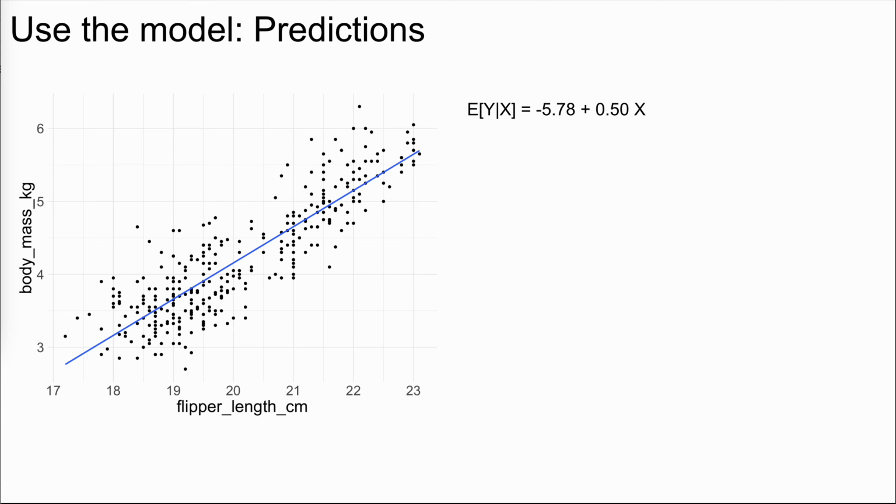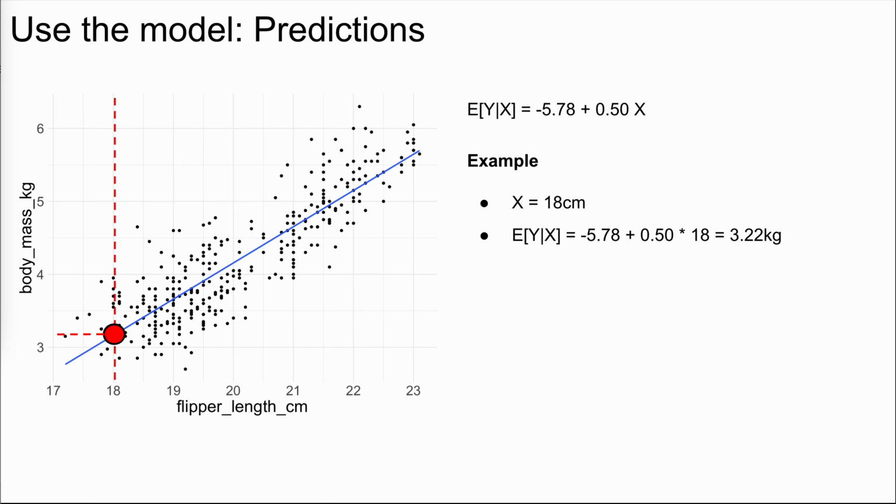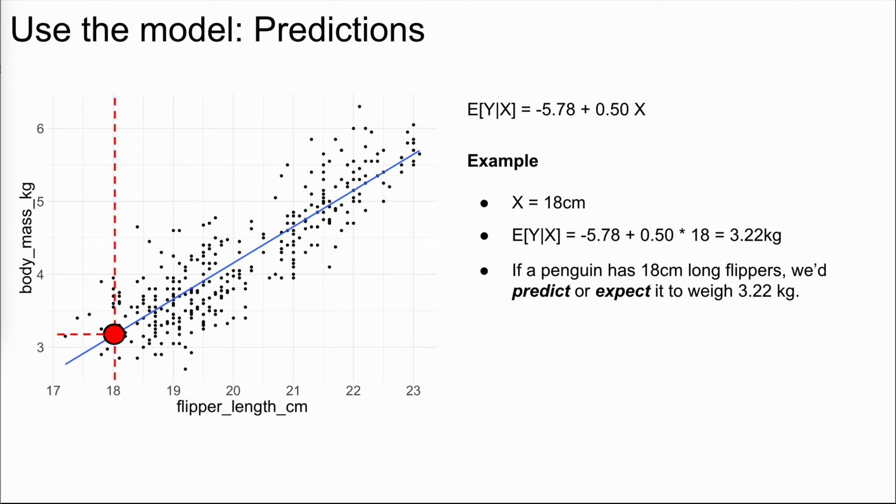To better understand our model formula, let's apply it to an example. Suppose we observe a penguin with a flipper length x of 18 centimeters. We can then calculate the expected body mass y given this flipper length by plugging in 18 for x in our model equation. The outcome is 3.22 kilograms. Putting this together, if a penguin has 18 centimeter long flippers, we'd predict or expect it to weigh 3.22 kilograms. That is, this would be the average or typical outcome.